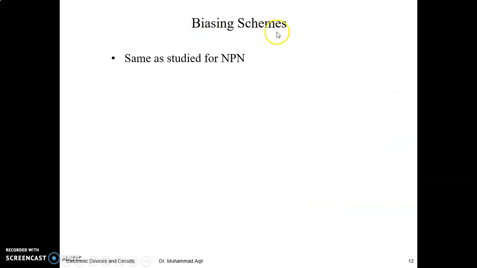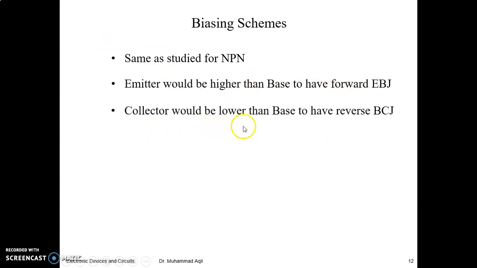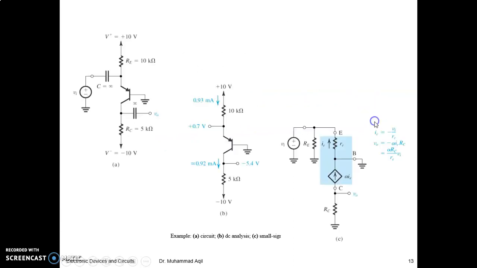So how about the biasing schemes? It would be the same for PNP as we studied for the NPN, right? But remember, you have to make your VEB forward bias, not the VBE. Emitter would be higher than base to have a forward emitter base junction, and collector would be lower than base to have a reverse collector base junction, right? For example, this circuit, if you want its DC equivalent circuit, remove the capacitors, open circuit them, and you will get this DC circuit, right?